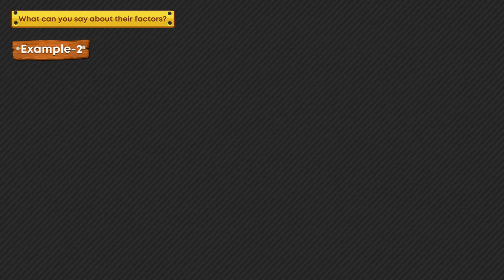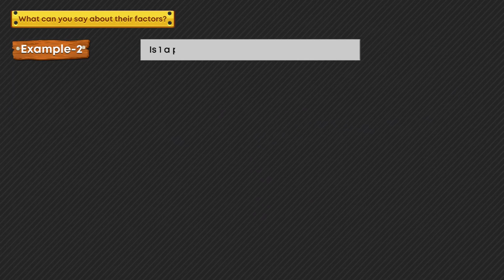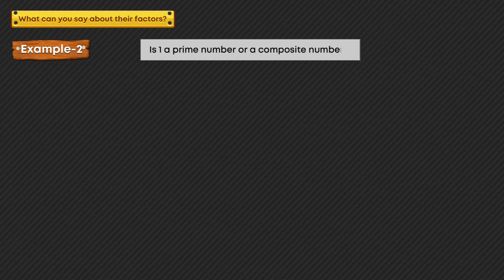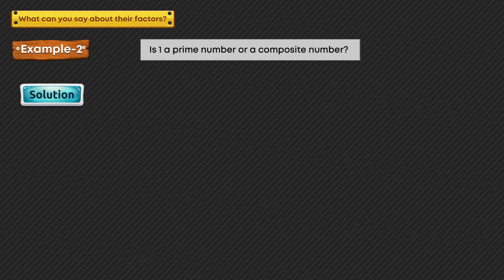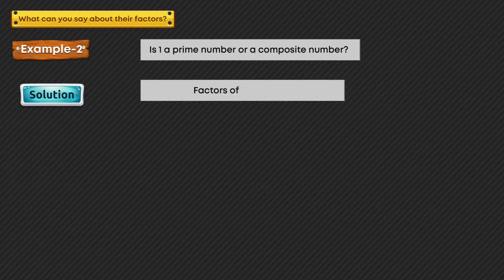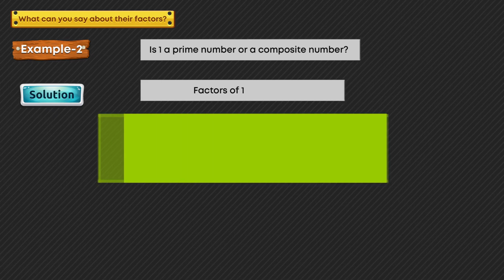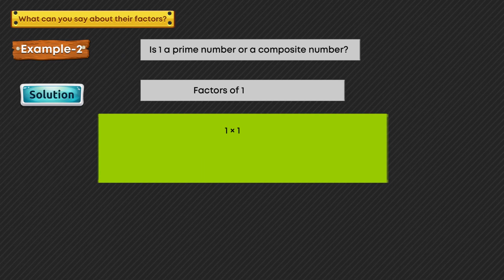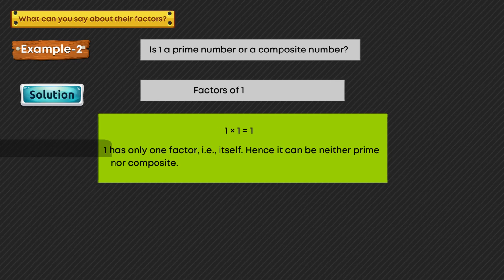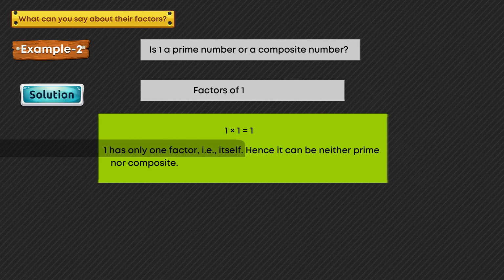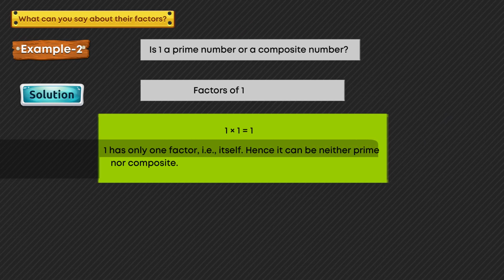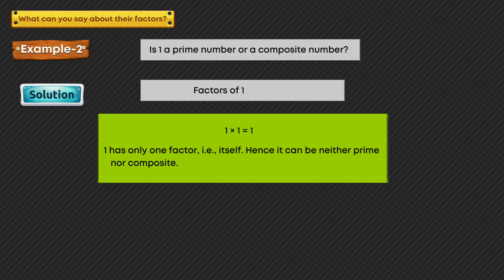Example 2. Is 1 a prime number or a composite number? Solution. Factors of 1. 1 into 1 is equal to 1. 1 has only one factor, that is, itself. Hence it can be neither prime nor composite.